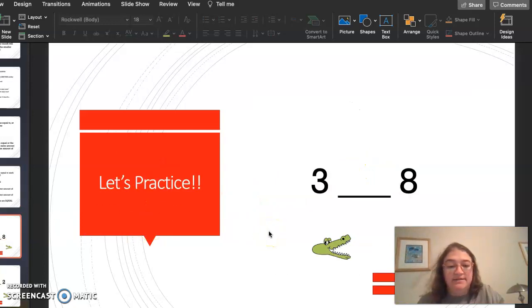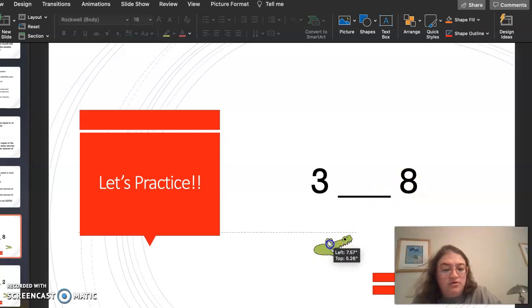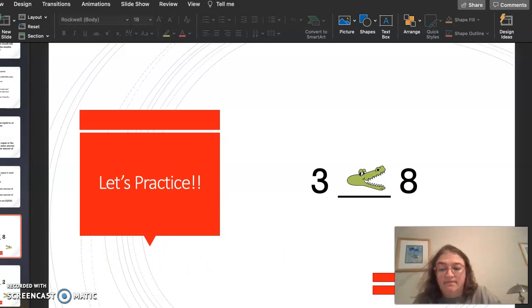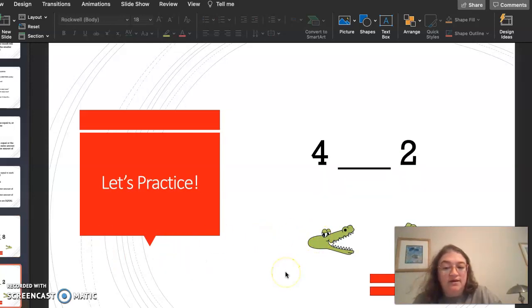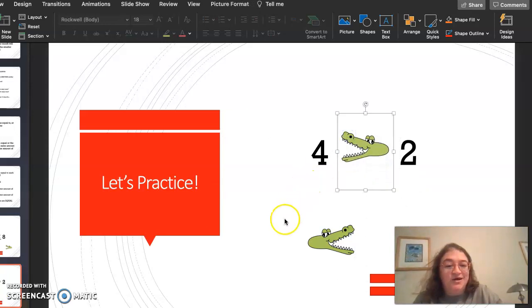All right, let's practice real quick. We have 3 and 8. Which sign or alligator are we going to put here? 3 and 8. Is 3 bigger than 8? No. So 3 is going to be less than 8. Okay. Let's take a look at this one. We have 4 and 2. Is 4 bigger than 2? 4 is bigger than 2, so 4 is greater than 2. The alligator mouth is going towards that bigger number.